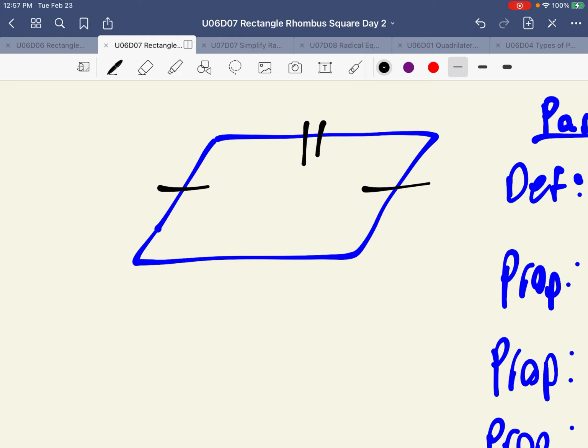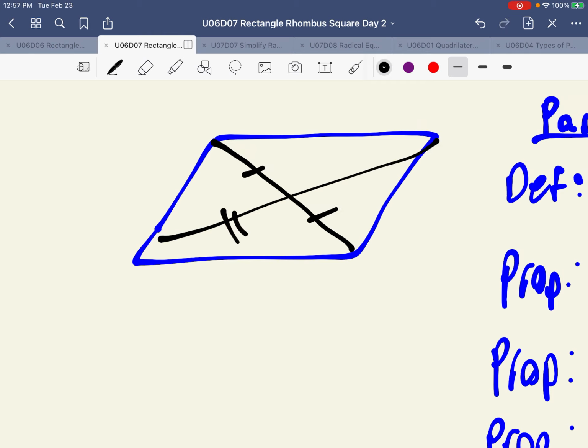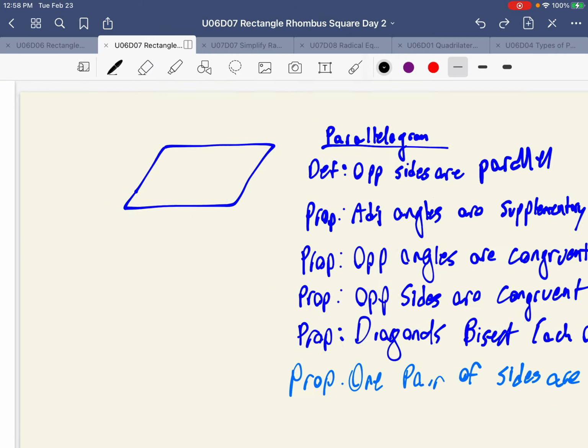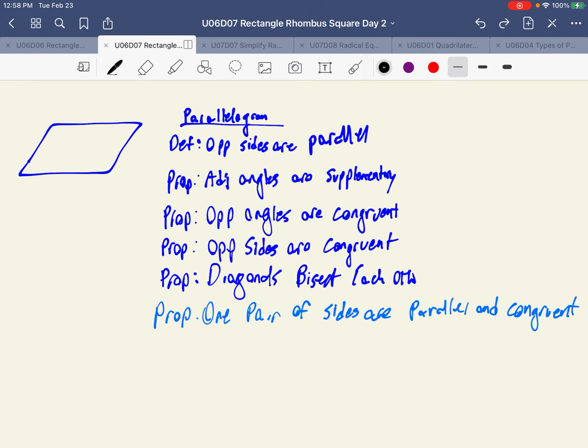Opposite sides are congruent, but you'd need both pairs. When the diagonals intersect and they bisect each other, and the last property is that if you have one pair of sides that are both congruent and parallel, you have a parallelogram. And this is because you can draw a diagonal and you can make two triangles that are congruent, and that'll make the other sides congruent as well, which gives you a property of a parallelogram. So these are the 6 properties of a parallelogram. I will put them on screen again if you need to pause to take any notes for them.